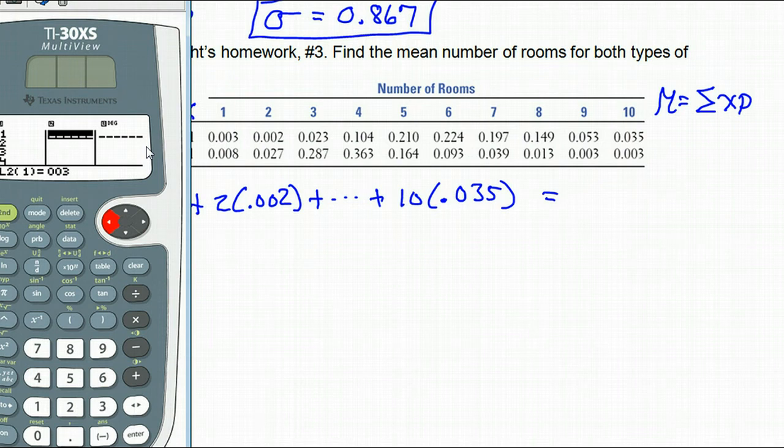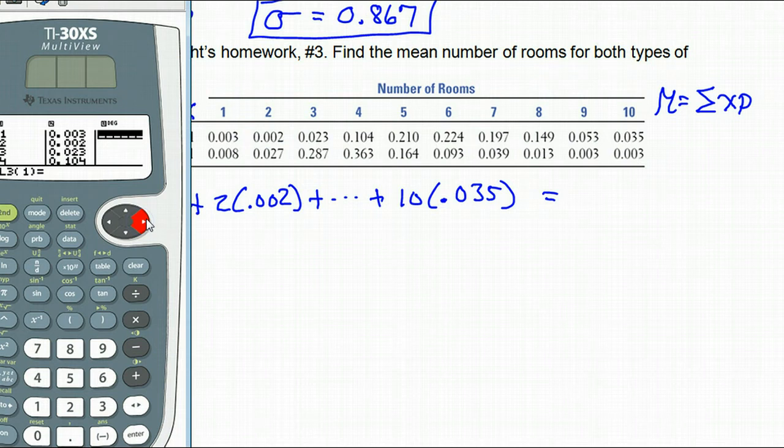Wait, I feel like I missed a decimal point. 0.003, 0.002, 0.023, and so on off camera. Okay, so there I've typed in all my probabilities for list 2.